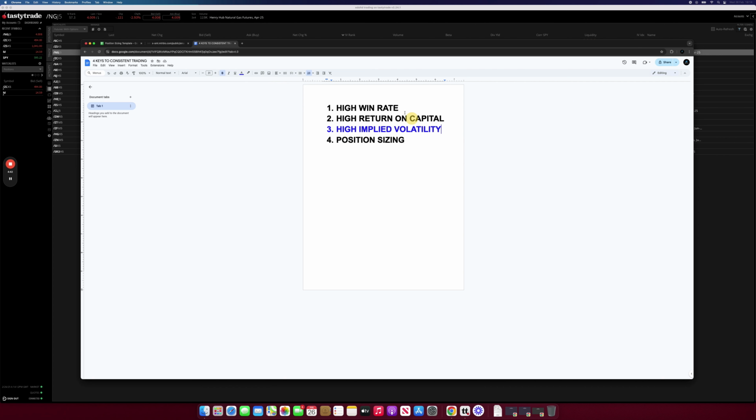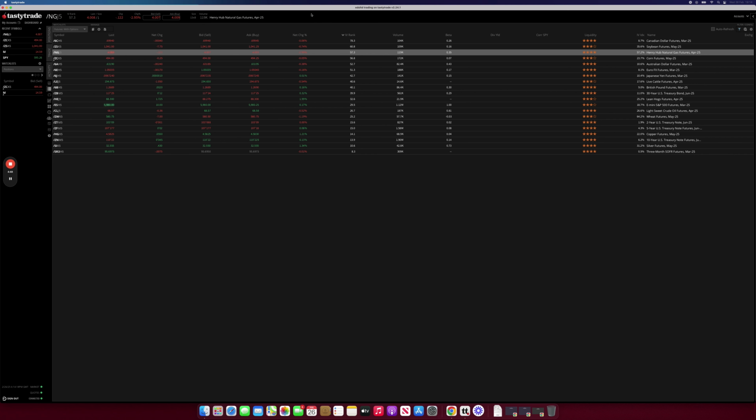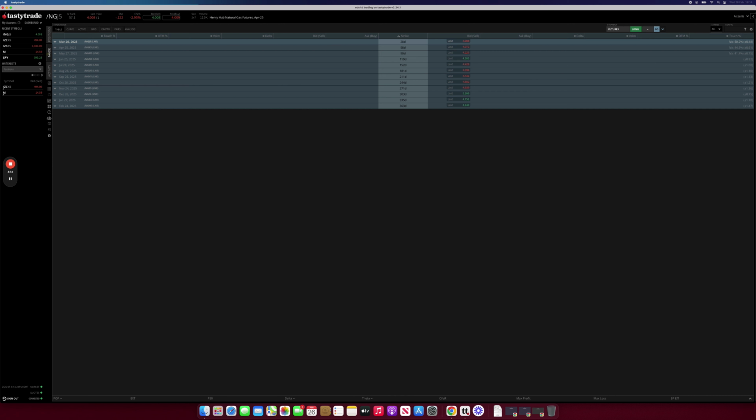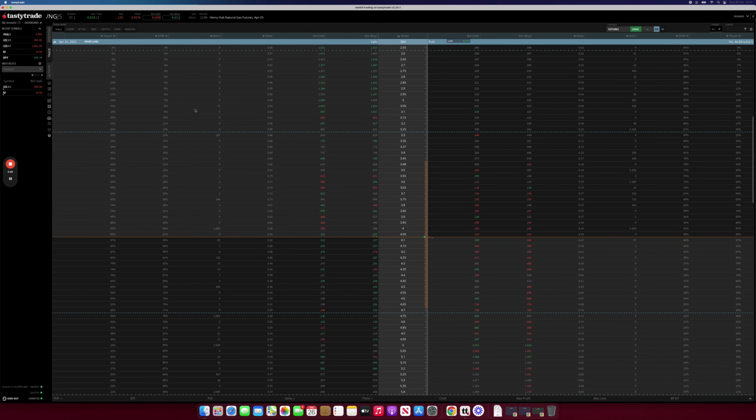So next we need to make sure that we are getting a high win rate and a high return on capital. So let's go back over to our brokerage platform. Natural gas is what we chose. So we now want to pull up a list of option expiration dates for natural gas, and the one that we want to pick needs to be between 30 and 60 days out in time. There's one here 58 days away, April 25th, so we're going to open that up.